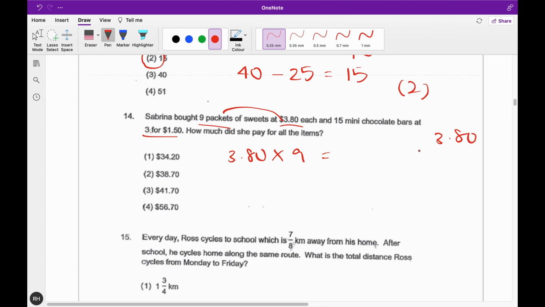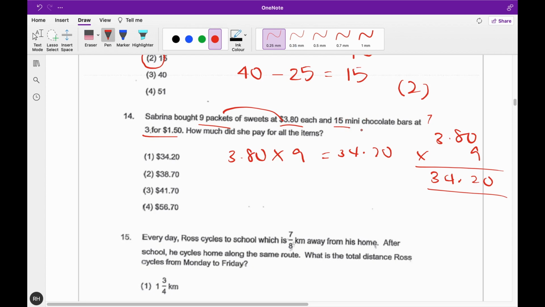Okay, so we'll do our working, 380 times 9. 0 times 9 is 0. 8 times 9, we have 72. The decimal place is in the same spot. 3 times 9, we have 27 plus 7, we have $34.20.